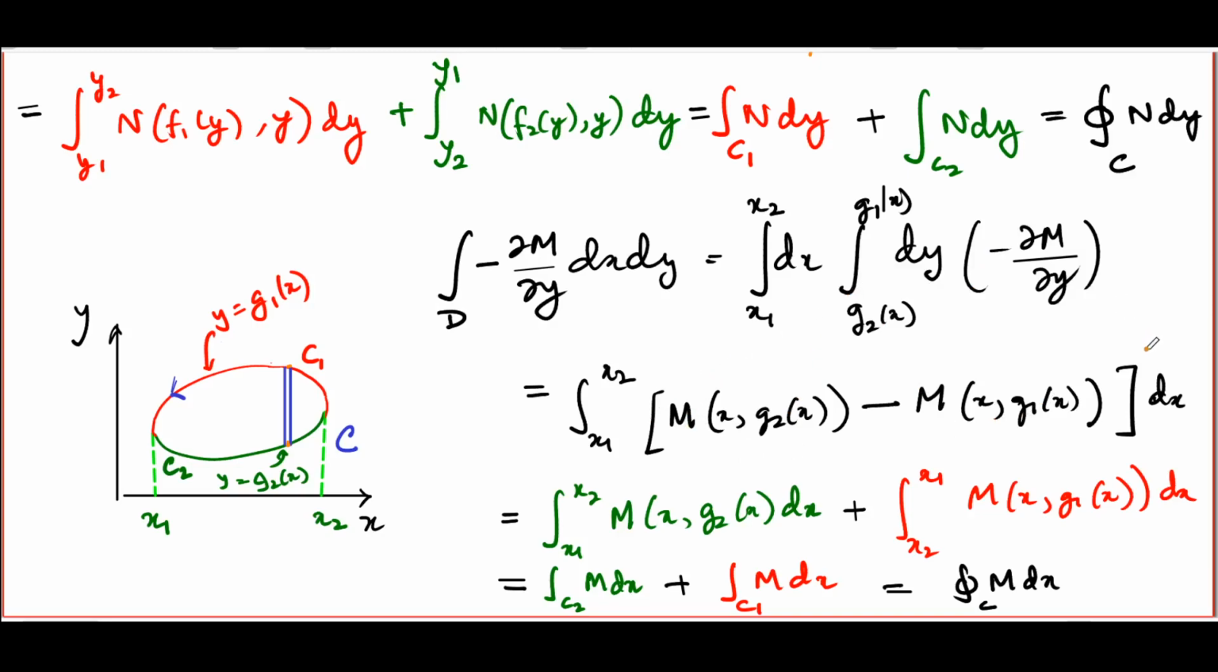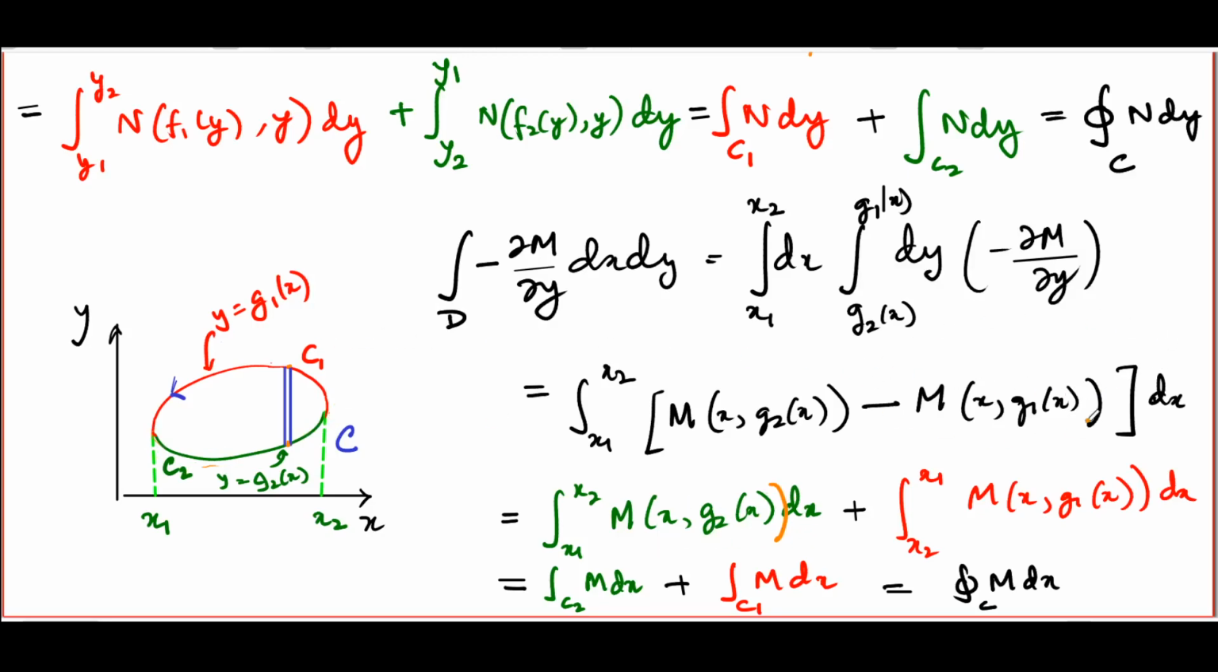Now let's break this up into two pieces once again. The first piece, of course, is m(x, g2(x)) dx integrated from x1 to x2. That's simply nothing but this particular line integral being carried out of m dx. Note that here x does go from x1 to x2, the limits given here. And on this curve, y is given by g2(x). So that's what we have put in here.